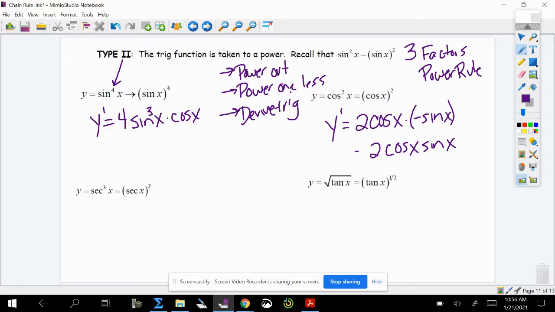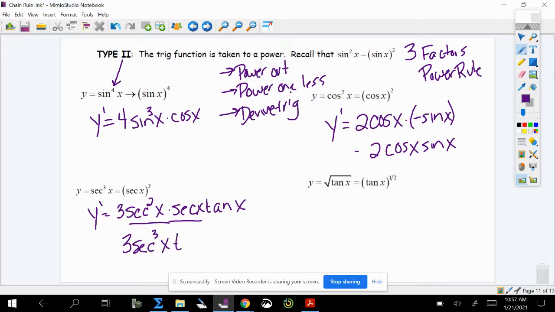For the next one, same idea. Power comes out front. You're going to drop it to a power 1 less, so it's going to be secant squared. And then the derivative of the inside, the derivative of secant, is secant tangent. So you're going to have a secant and a tangent. And probably on the AP test, they're going to put these secants together. They're both secants. One of them's to the second power, one of them's to the first power. So more than likely, you're going to see it written as 3 secant cubed times tangent. They do tend to do basic simplifying when possible.